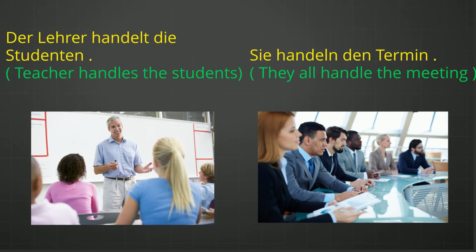Simple present and present continuous tense are the same in German. Der Lehrer handelt the Studenten. Here in this sentence, der Lehrer is the subject, which is third person singular. That is why the verb conjugation used is handelt. But if we use the same verb with another subject, for example, Sie handeln den Termin, then Sie is the subject. That is why the conjugated form used is handeln.